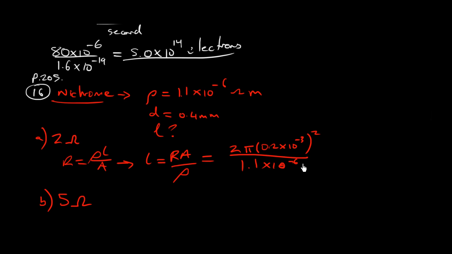That should give you the length. And if you do it in the calculator, you should get a length of 0.23 meters. 0.23 meters, okay? And if you do exactly the same thing, but with a 5 here instead of 2, you should get a slightly longer length of 0.57 meters. So hopefully that makes sense. Alright, so that's for question 16.